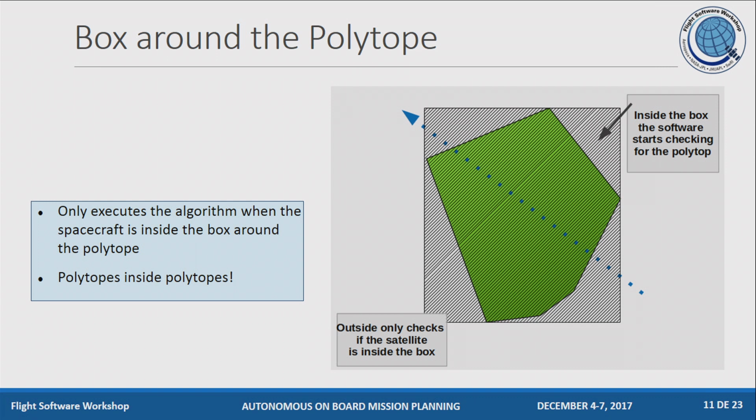The algorithm that we are using is based on the Jordan curve theorem. This algorithm just calculates if any point is inside or outside the polytope. Next slide, please.